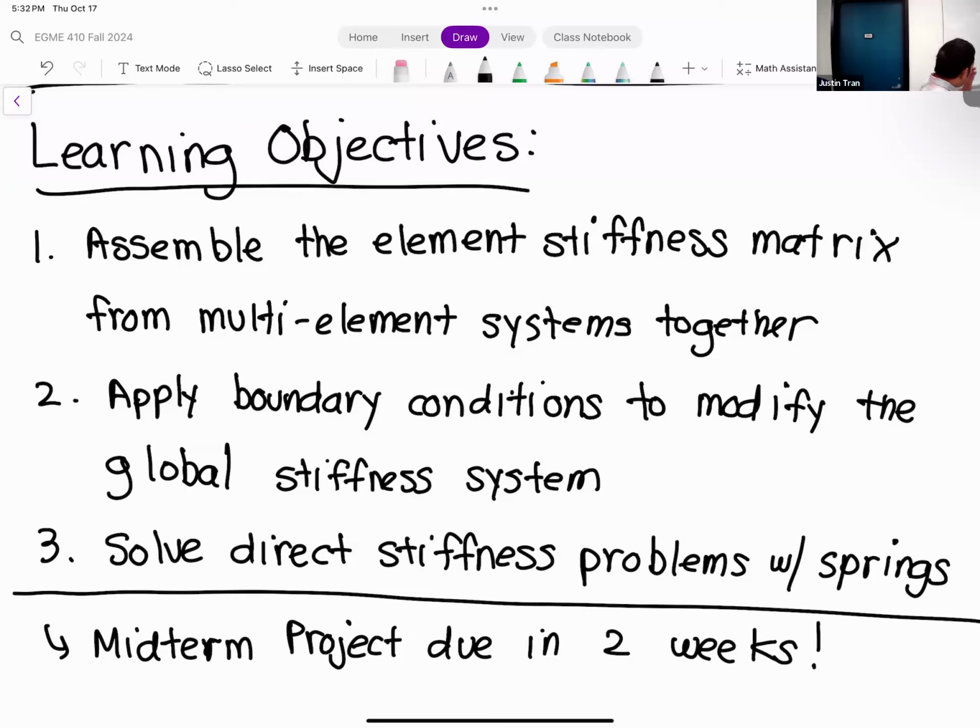All right, okay, so let's go ahead and get started. So we're gonna pick up where we left off on Tuesday.